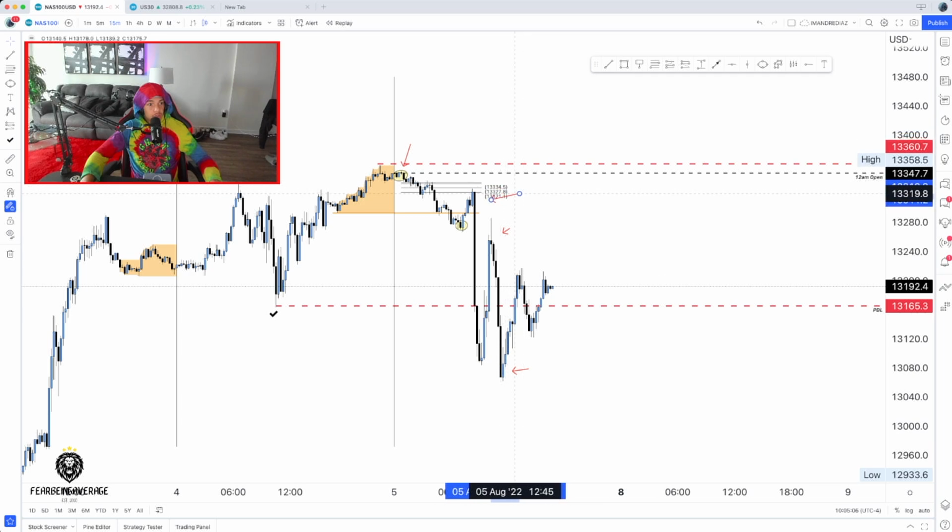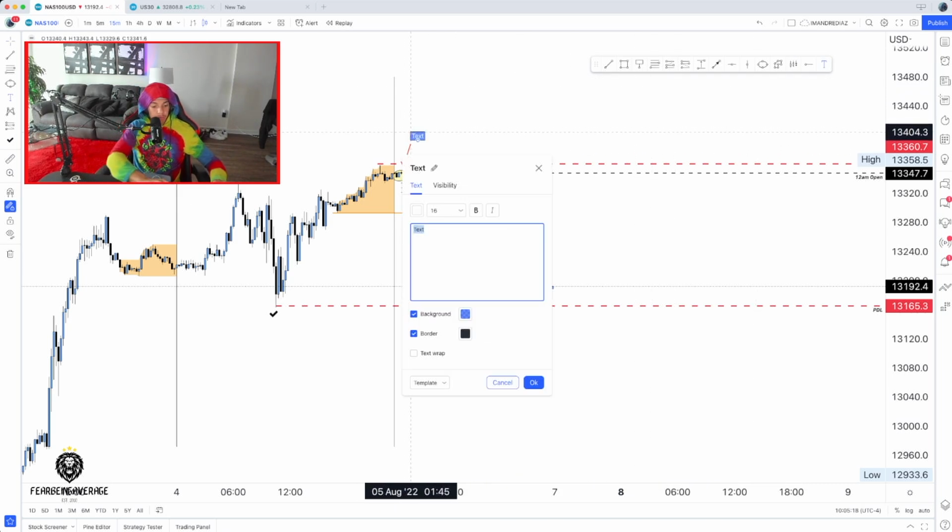So for starters, we had this. I'm trying to make the arrow point to it without blocking it off. For starters, right up here, we have the high of the day. Let's start annotating that. We have the high of the day at 1:45 in the morning.